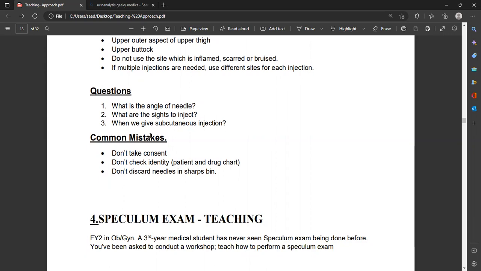Common mistakes: don't take consent. Don't mention taking consent from the patient to the student. Mention it to the student that consent is important. And don't check identity, patient drug chart, and don't discard needles in the sharp bin. These things carry marks. You have to discard everything in the sharp bin.